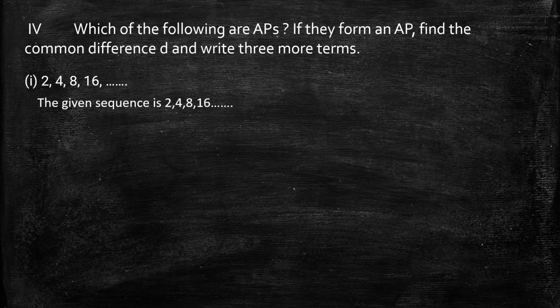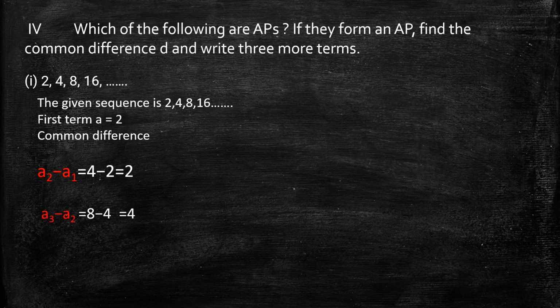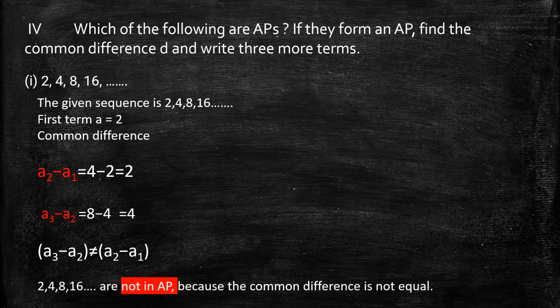So look at the first sum, 2, 4, 8, 16, and so on. So A is 2. A2 minus A1 is 4 minus 2, that is 2. A3 minus A2 is 8 minus 4, that is 4. So A3 minus A2 is not equal to A2 minus A1, isn't it? The common difference is not a constant. So the given set of numbers is not an AP. So 2, 4, 8, 16, and so on are not in AP because the common difference is not equal. Understood?